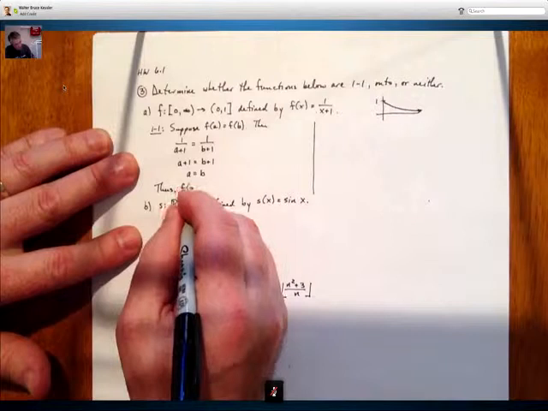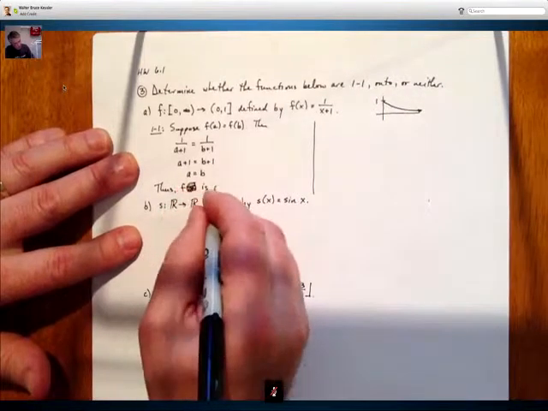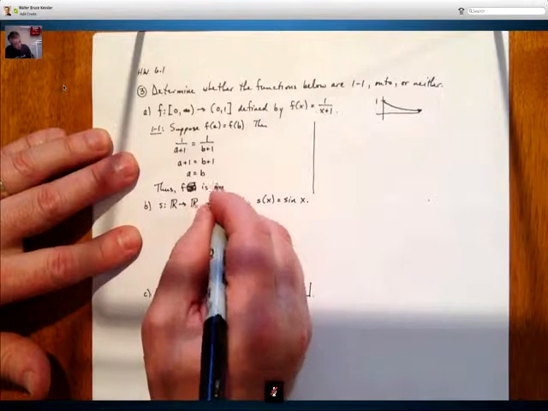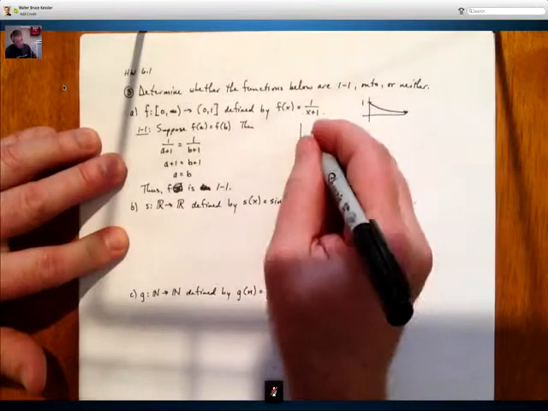Thus, f is, sorry again, one-to-one. There we go.